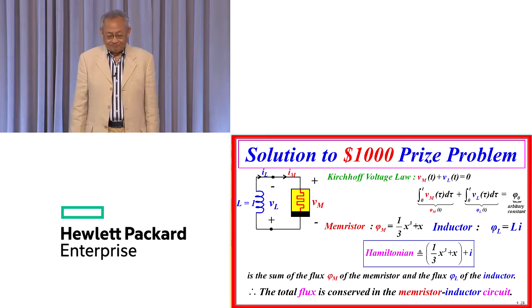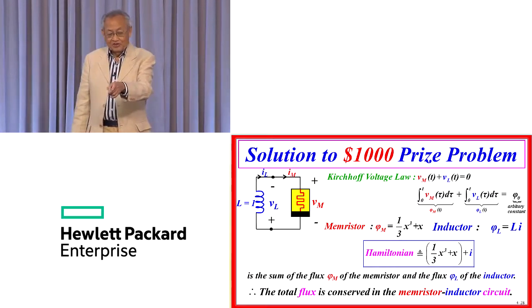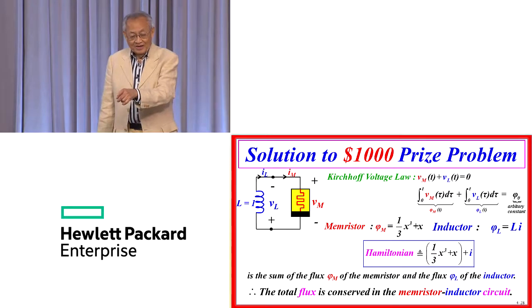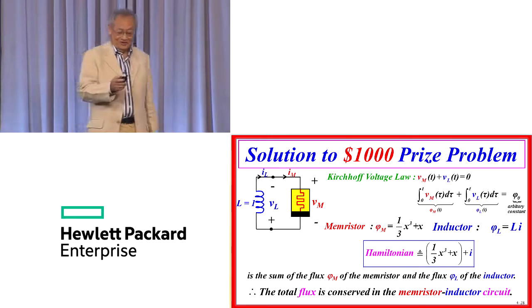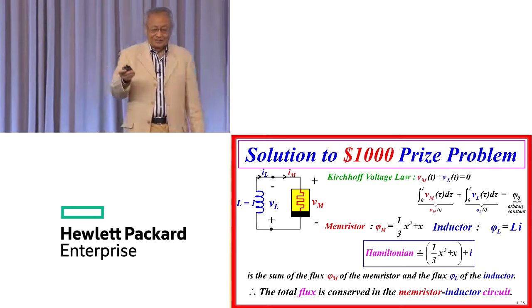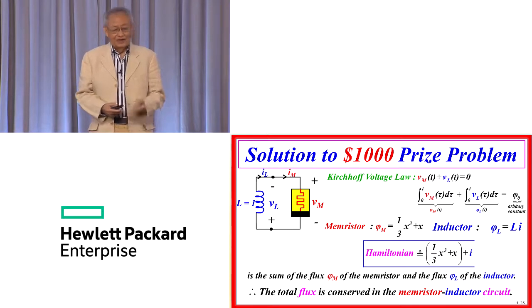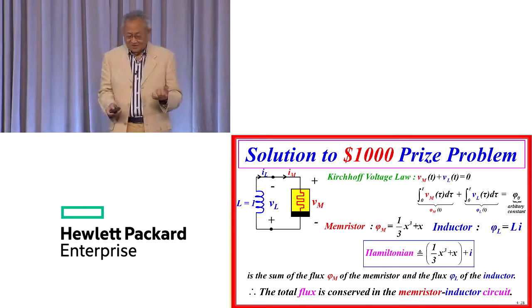Okay? And if you look at the equation of the memristor, the constitutive relation is 1/3 x cubed plus x. The inductor is Li. L is 1, so phi is equal to i. But the Hamiltonian is just exactly the sum of those two. So the correct answer is that the Hamiltonian in this case happens to be just the sum of the flux of the memristor and the flux of the inductor. Okay, and so what is being conserved here is flux. So as simple as that.